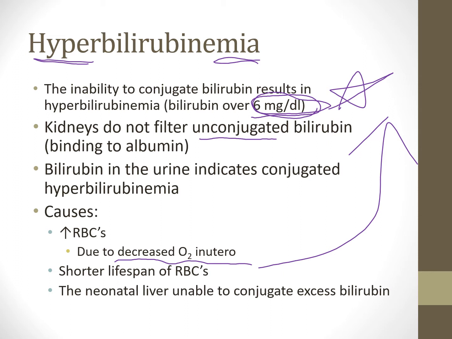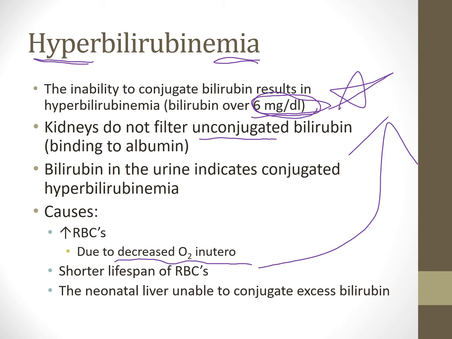The other thing here is the shorter lifespan of red blood cells in neonates as well. Because they don't live as long, there's going to be a lot more destruction, a lot more breakdown, which goes back to our first slide where we showed that flow chart of the breakdown. And so we're going to have that continuous breakdown. That's going to be another factor that goes into increased bilirubin levels in your newborns.